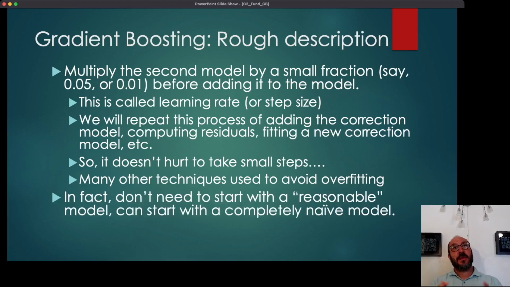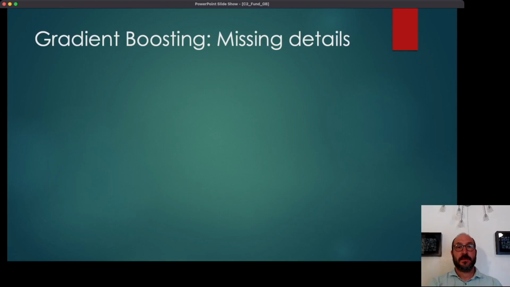Now, another thing to think about with this process is you actually don't need to start with a reasonable model. You could even start with a completely naive model. You could predict 0 for everything. You could predict the mean, just the overall mean of your data set as a starting point. And this process will still gradually improve your model over and over again. So that's roughly how gradient boosting works.